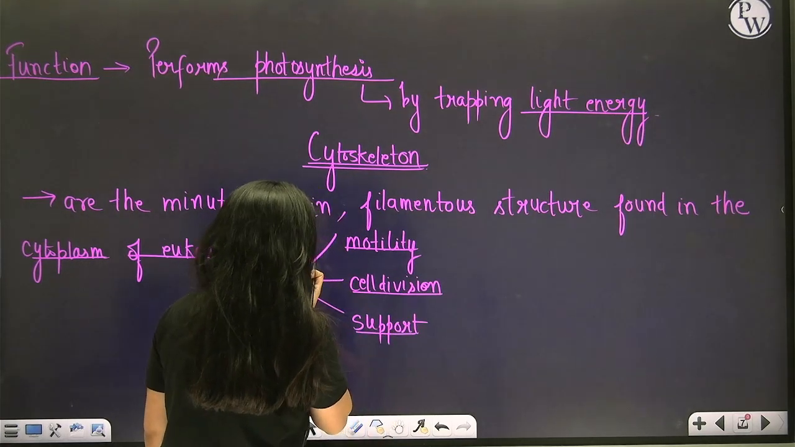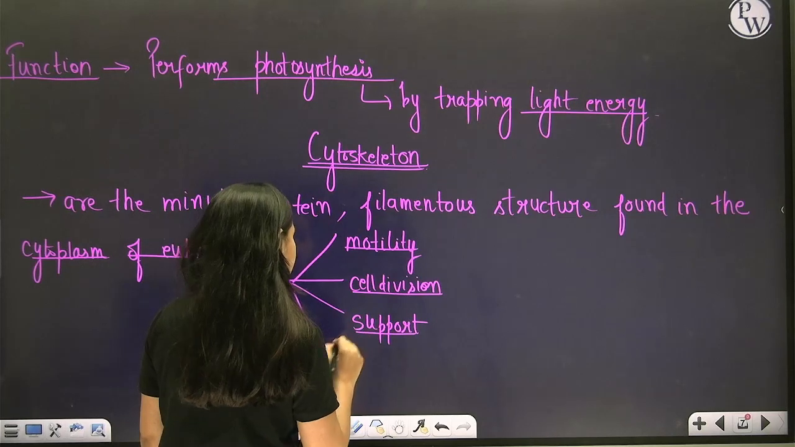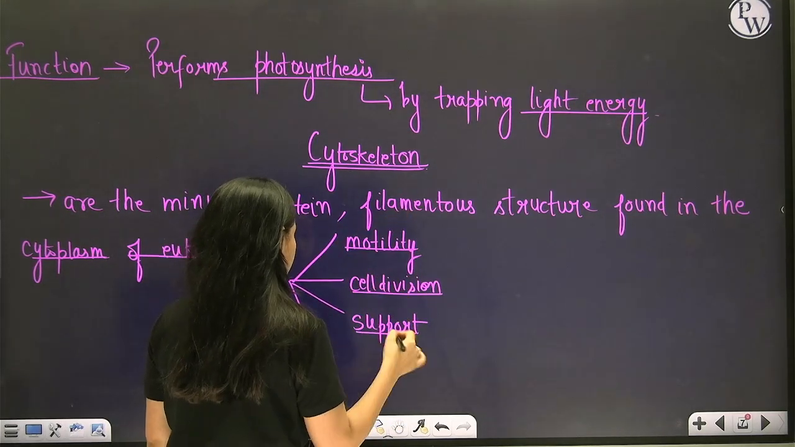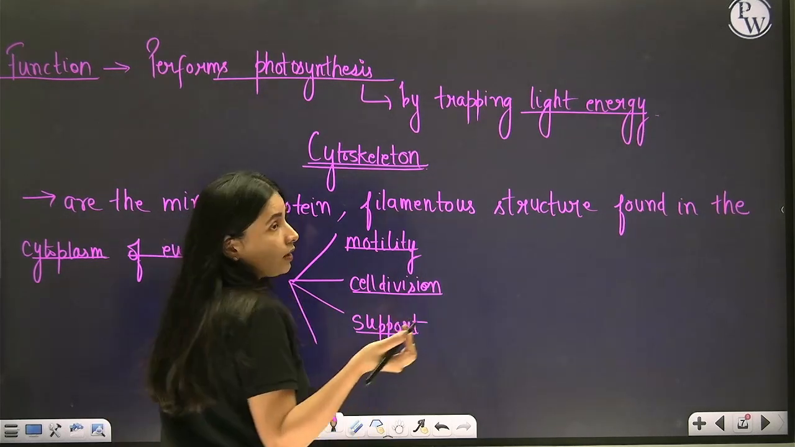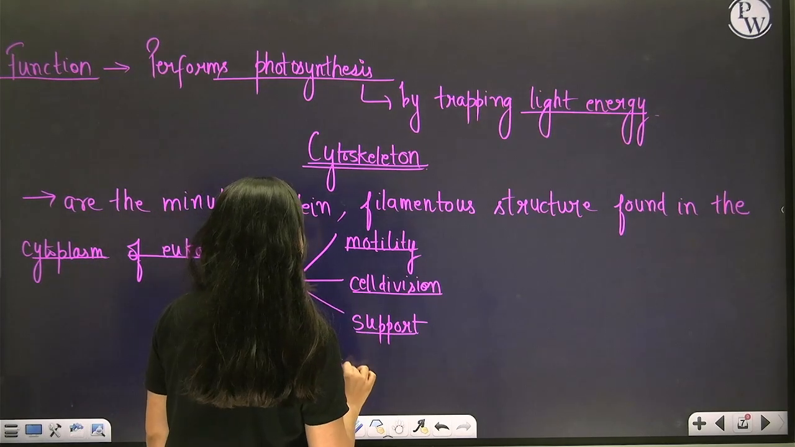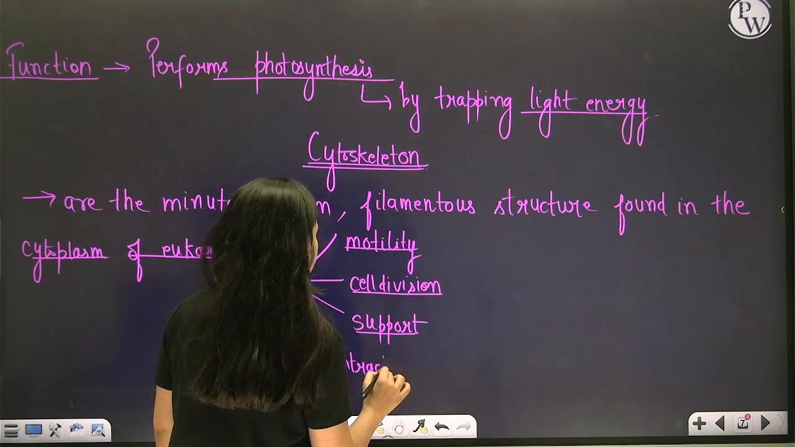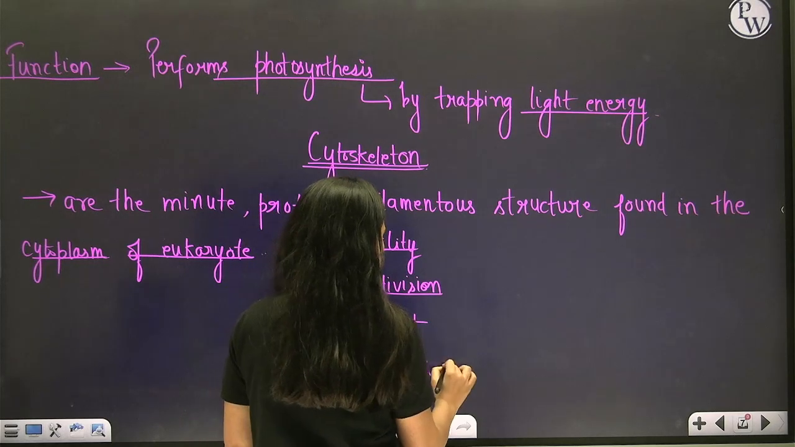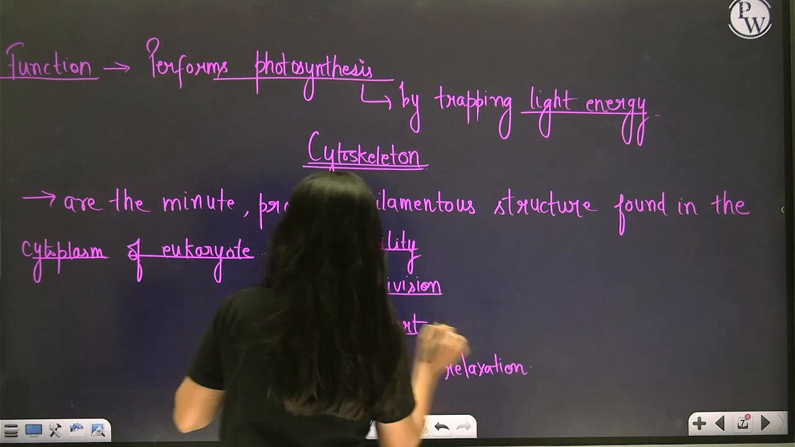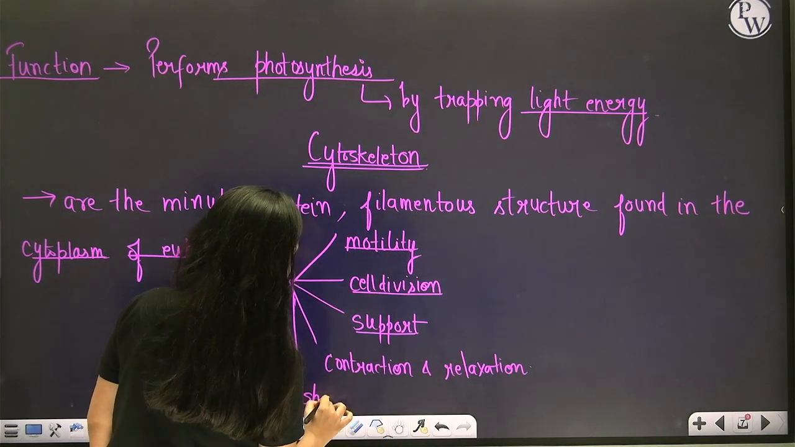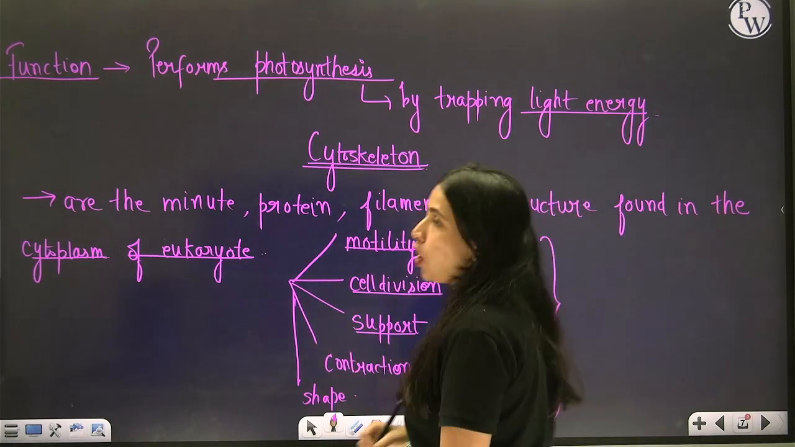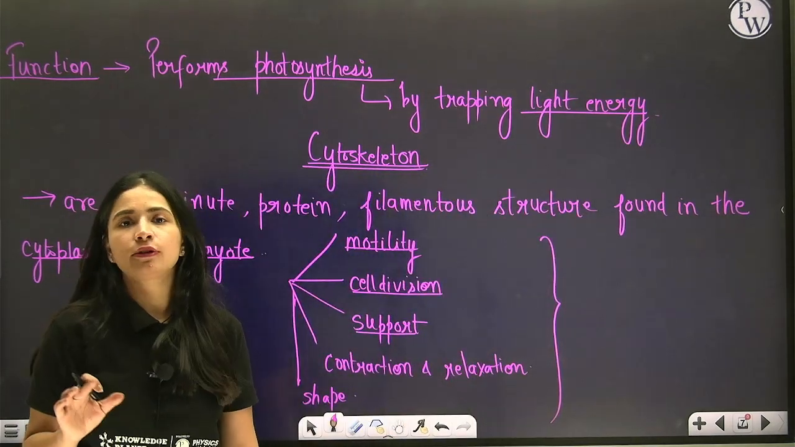Right? Then they can also help in cell division, support, motility, and many more functions. One more you can write is muscle contraction and relaxation. For example, they also help in maintaining the shape, contraction and relaxation, etc. So many other functions are performed by different cytoskeletons.